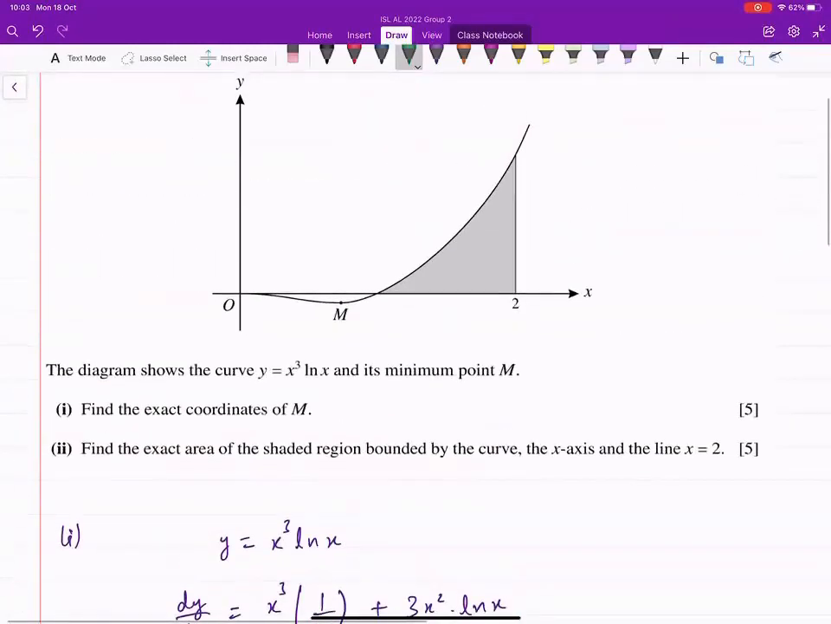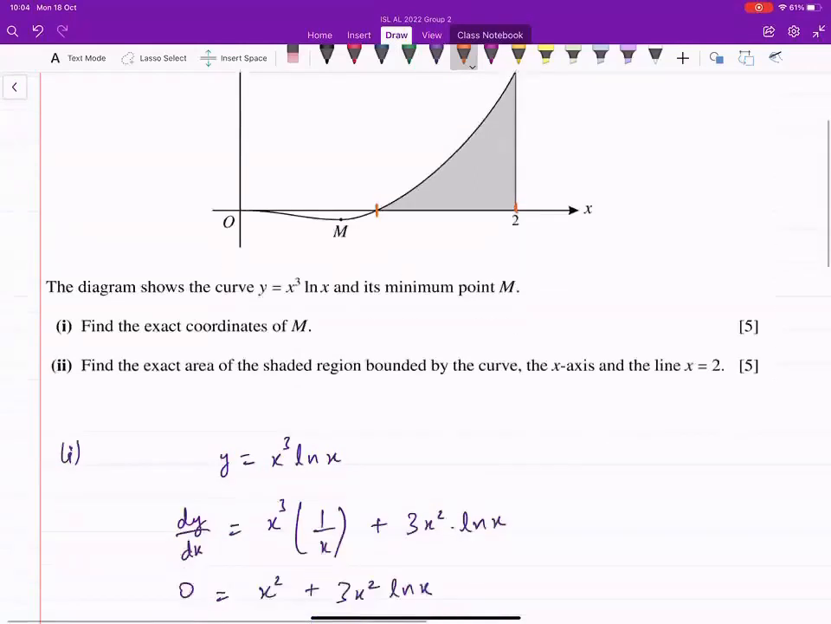Find the exact area of the shaded region bounded by the curve, the x-axis, and the line x equals 2. क्या करना पड़ेगा यहाँ पे? एक तो आपको करना क्या है, ओवरऑल हमें इंटीग्रेट करना है, लिमिट्स इनपुट करनी है. दैट्स हाउ यू फाइंड द एरिया. लिमिट्स कैसे इनपुट करेंगे, हमें फिगर आउट करना पड़ेगा ये पॉइंट कौन सा. 2 तो पता है. We have to find the first x intercept. How do we find that? We put the curve equal to 0.